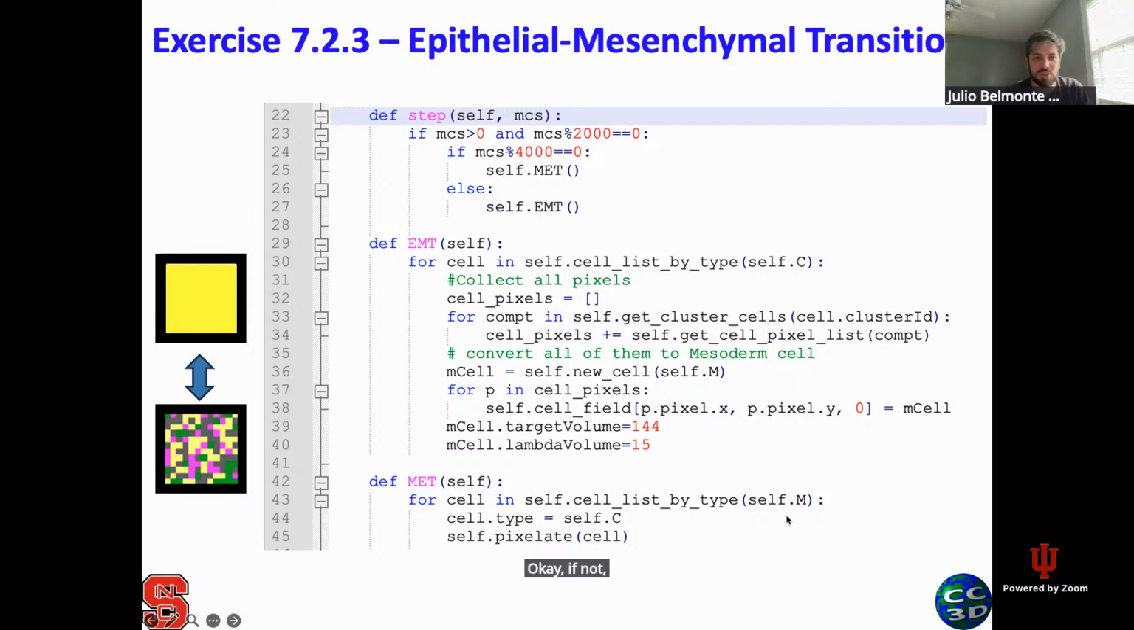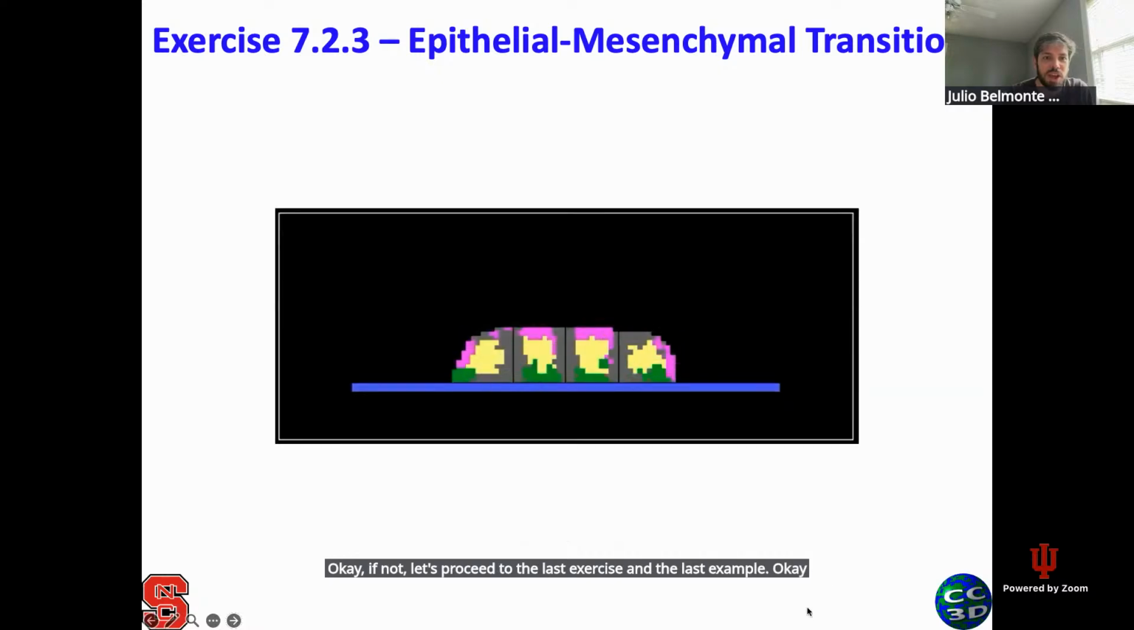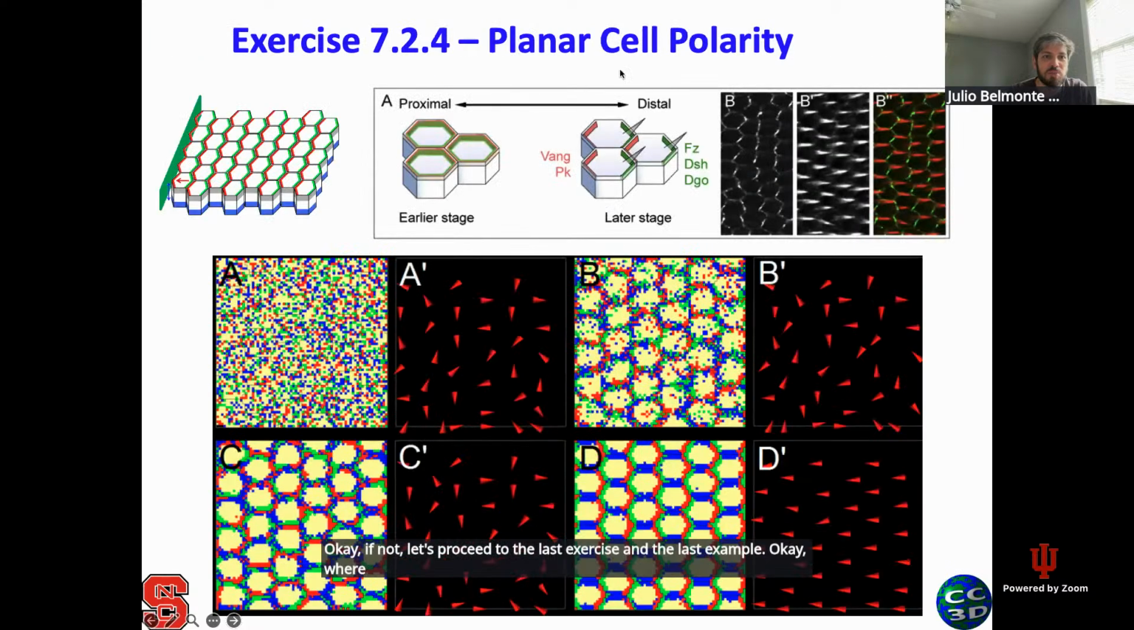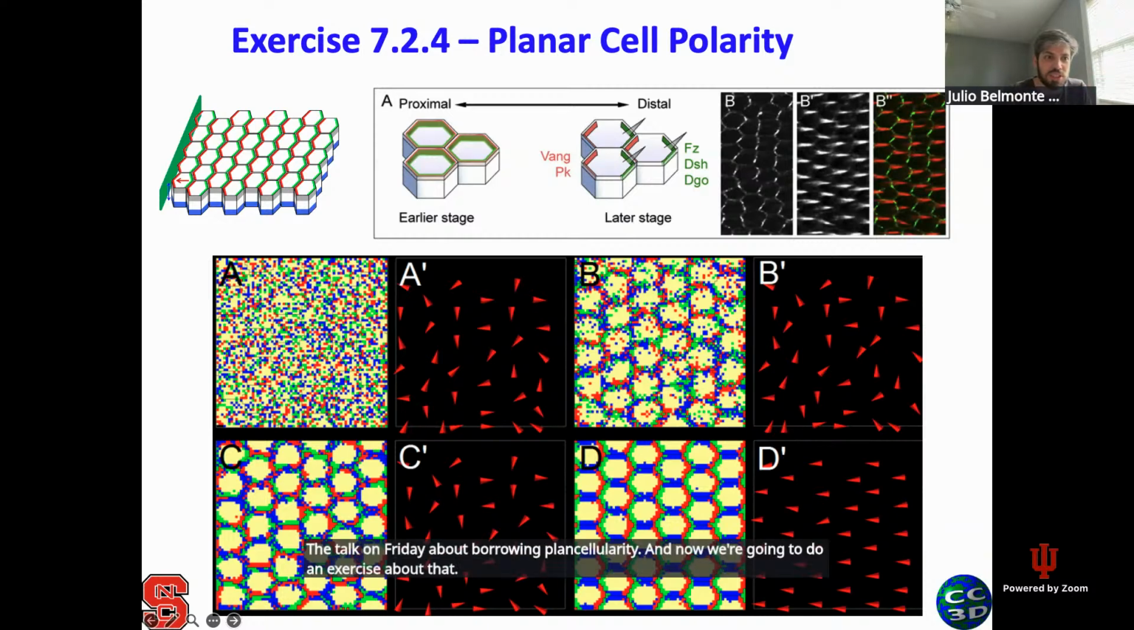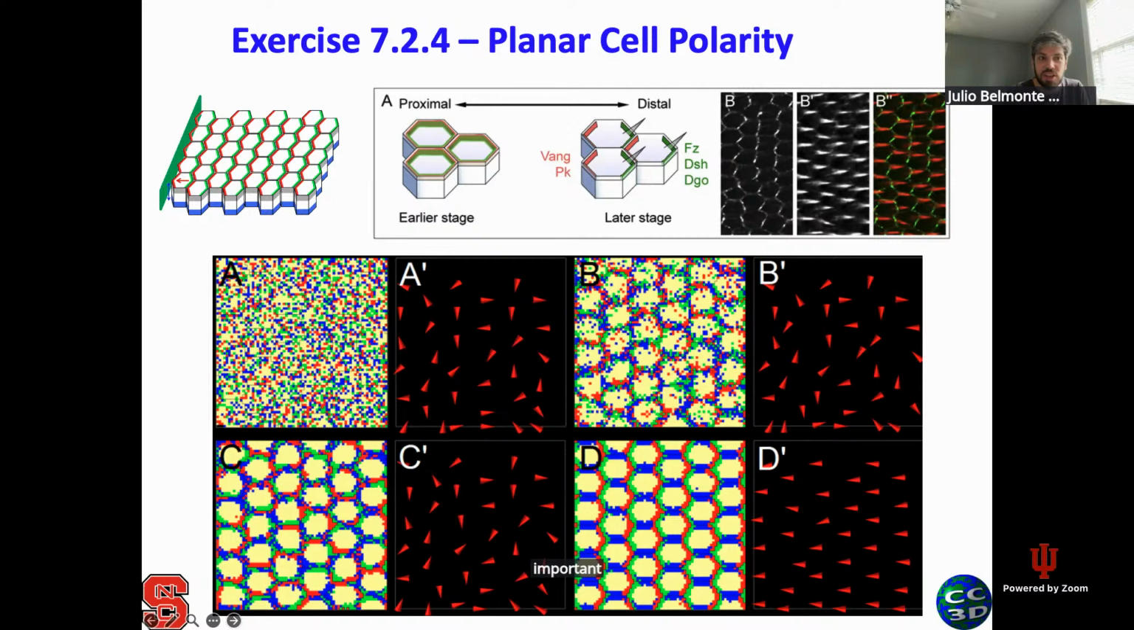Okay, if not, let's proceed to the last exercise and the last example, where we want to talk about planar cell polarity. I think at least a few of you have seen the talk on Friday about modeling planar cell polarity, and now we're going to do an exercise about that. So just a brief overview, because most of you were not at that guest talk. Planar cell polarity is a very important and ubiquitous process of patterning that you see in development.